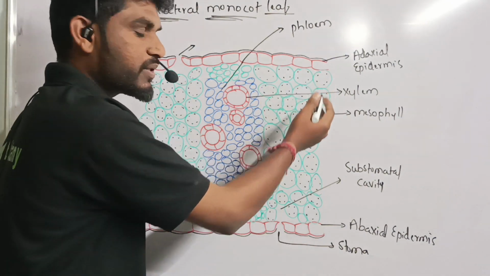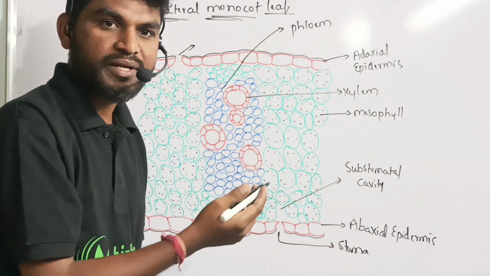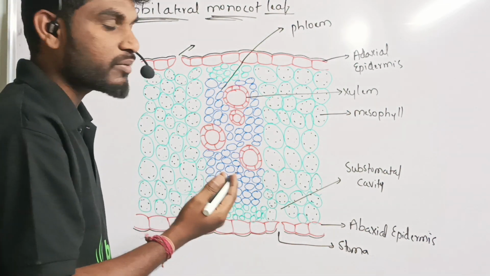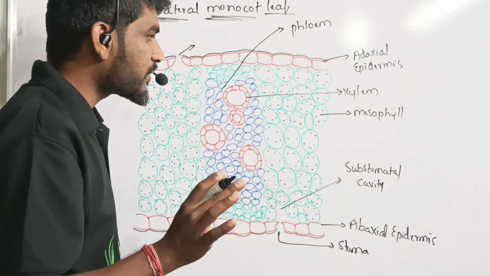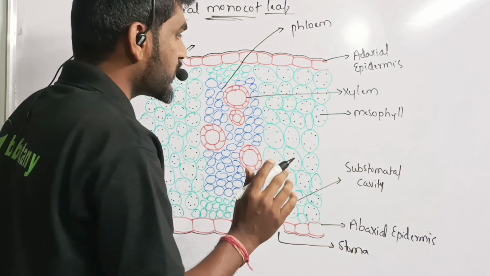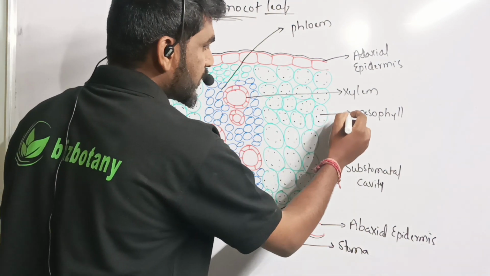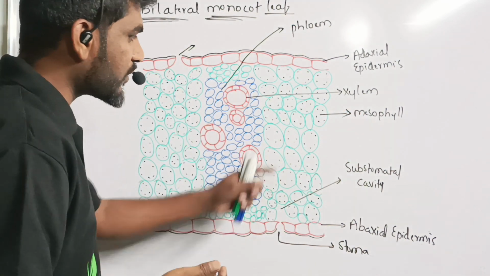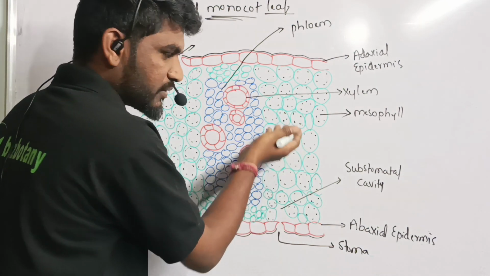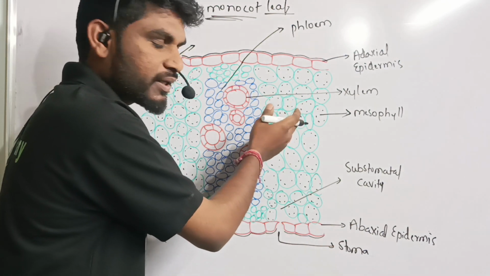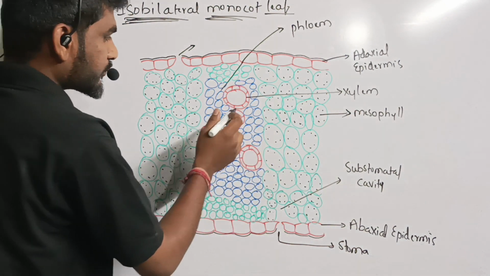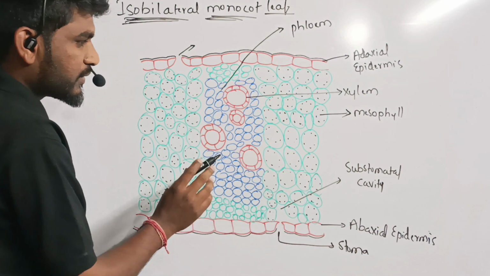Next to the epidermis, in the case of dicots we have differentiated mesophyll cells: palisade mesophyll cells and spongy mesophyll cells. But in the case of monocot leaves, no differentiation of mesophyll cells is seen. We just have mesophyll cells, which have chloroplasts and perform photosynthesis. These black grain-like structures are the chloroplasts present in the mesophyll cells. Vascular bundles are also present here.